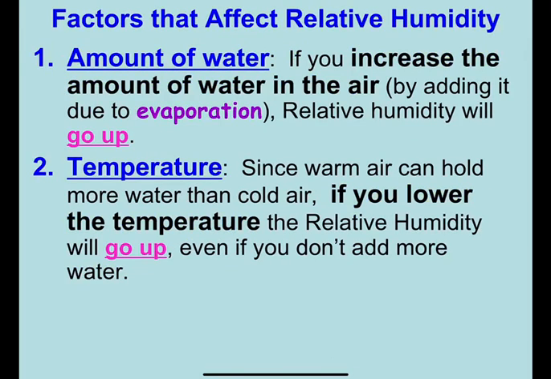There are two main factors that affect relative humidity. One, the amount of water. If you increase the amount of water in the air by adding it due to evaporation, the relative humidity will go up. The second factor is temperature. Since warm air can hold more water than cold air, if you lower the temperature, the relative humidity will go up, even if you don't add more water. This is why when a cold front collides with a warm air mass, we have rain.